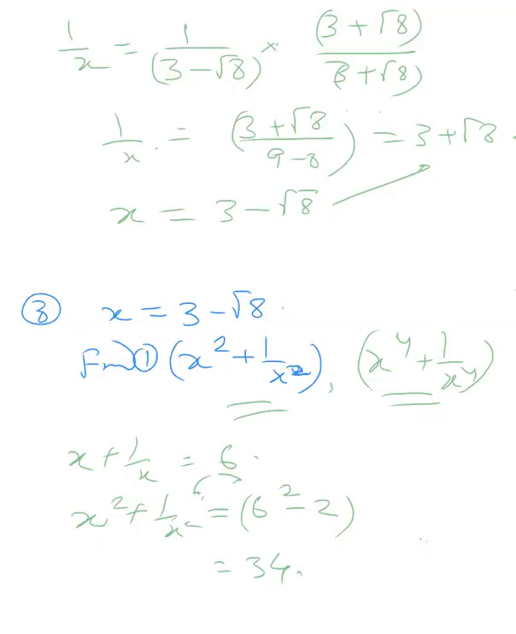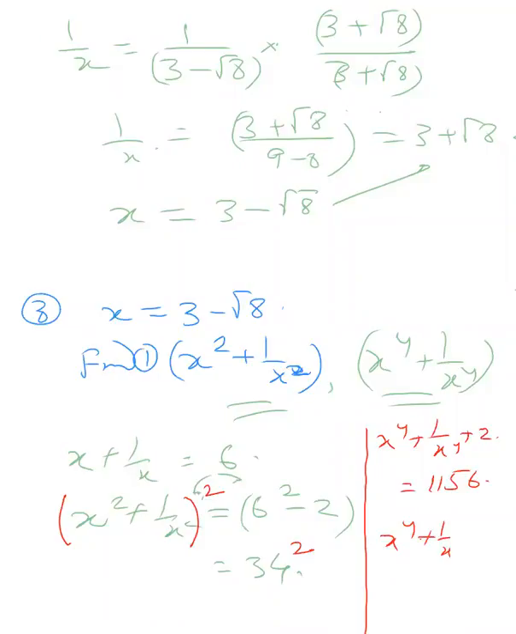Right? And similarly, for the second part, when we have to find x to the power 4 plus 1 by x to the power 4, so again square this thing, right? Squaring both sides. So x to the power 4 plus 1 by x to the power 4 plus 2 into x square plus 1 by x square cancel out. And this 34 square is 1156. So x to the power 4 plus 1 by x to the power 4 is equal to 1154.